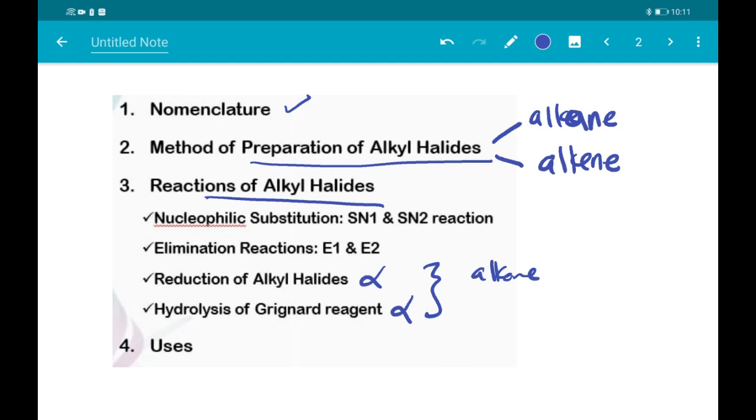The highlight of our discussion will be focusing on these two, which are nucleophilic substitution and also elimination. For your information, the elimination reaction is also part of the discussion that we have done during the alkene chapter, in the preparation reaction. And finally, you can read about the uses in the slides at the end of this chapter.